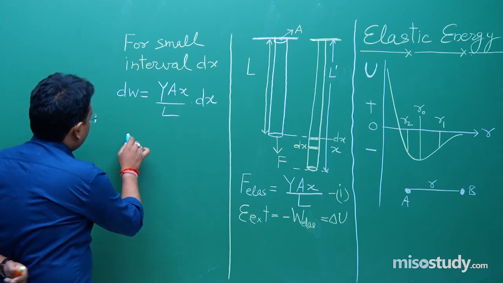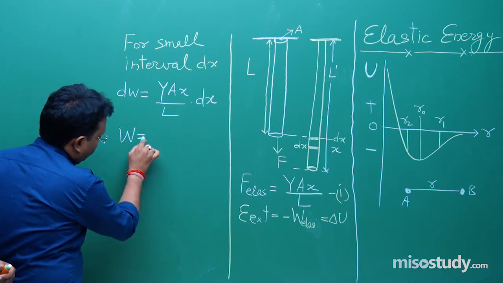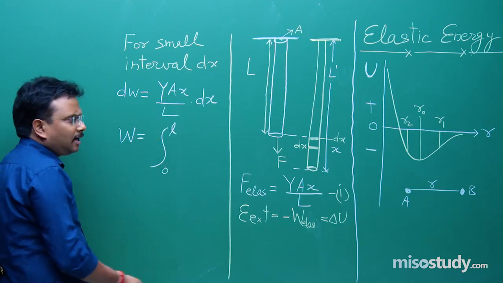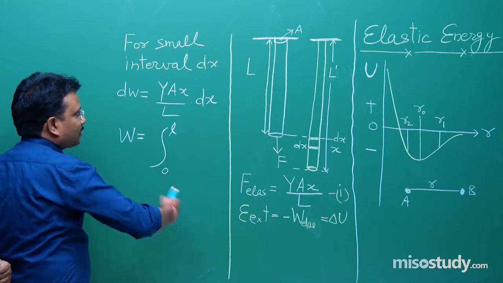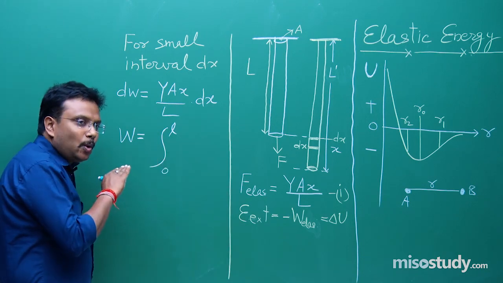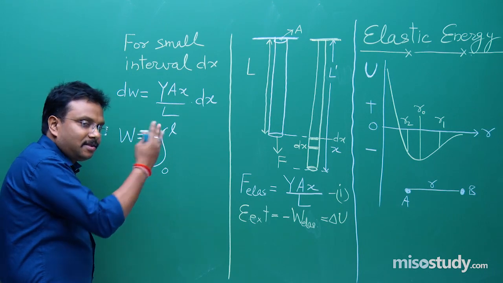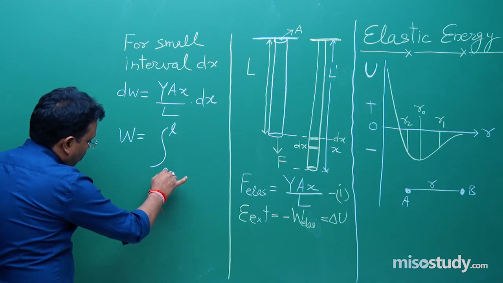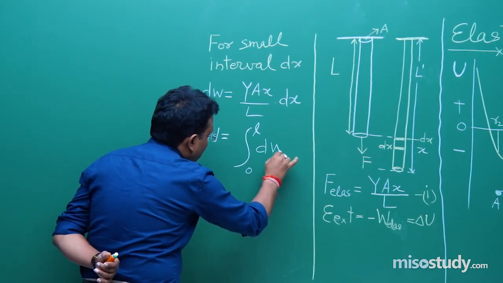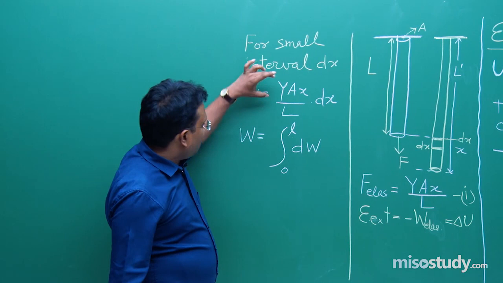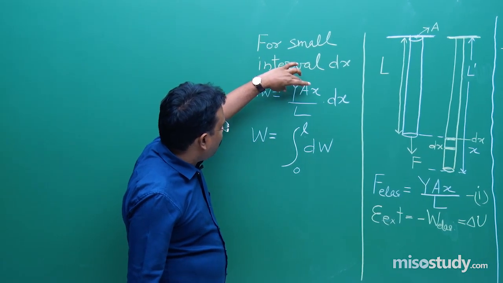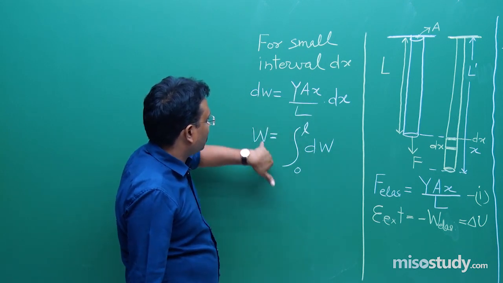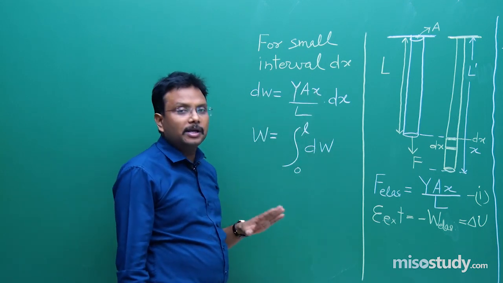Fine. Next, net W is what? Net W is the integral from 0 to L of dW, that complete enhancement, whether capital L, small l, or L prime. I mean, you have to just consider what exactly is happening. These symbols are not a boundary. So, integral from 0 to L of dW. Now, if you put this value of Y A x upon L over here, take all constant terms out of the integration and integrate, you will get the result.